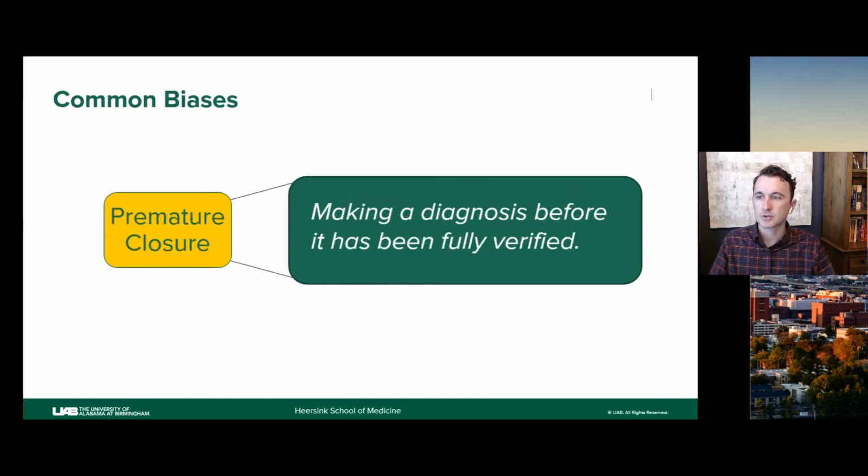Okay, premature closure. So this is making a diagnosis before it has been fully verified. Okay, this is especially common when a patient presents with what could be an exacerbation of a known chronic disorder, and we fail to consider other diagnostic possibilities. We just attribute it to their CHF or their COPD. Okay. Now, we're not going to get into semantics, but technically all misdiagnoses are premature closures. But in a more narrow view, this here is what that bias is referring to.